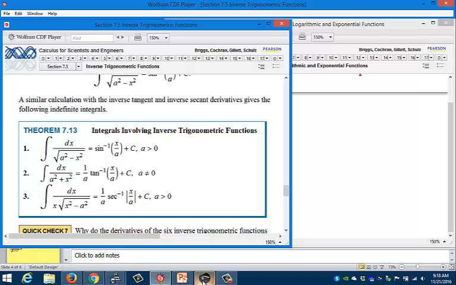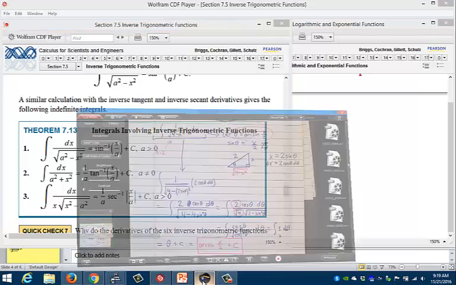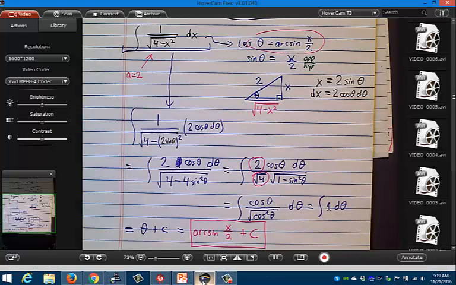And so the answer should be just arc sine, no, formula number 1 from the book, right? Yeah, formula number 1. So the answer is arc sine of x over a, which is arc sine of x over 2 plus c. So if you recognize the formula, you don't need all this. But in Calc 2, you'll need all this. So I may as well start showing you now. It's kind of where we're at, where I'm at anyways.